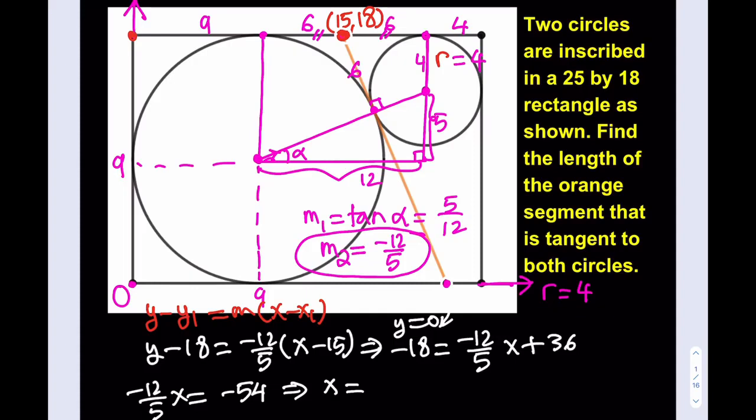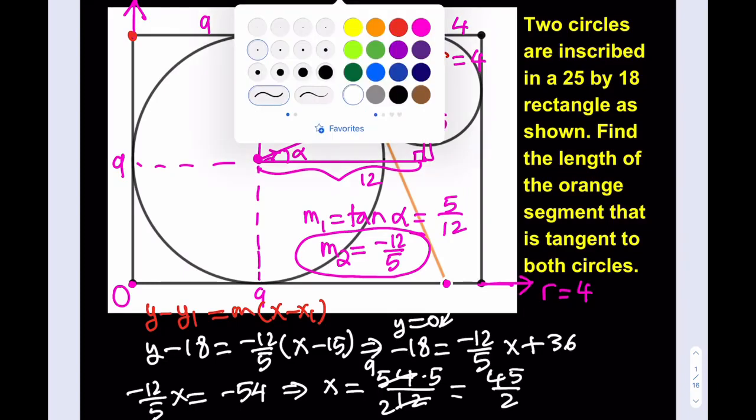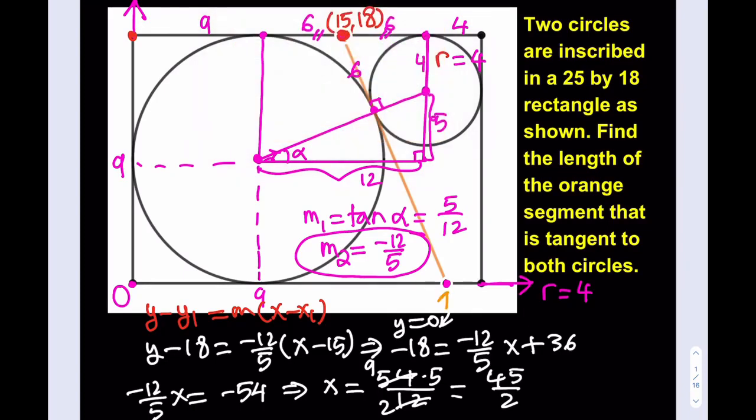Okay, let me go ahead and write it down first, and then I'll simplify in the next step. So it's going to look like this. And then divide by 6, this is going to be a 9, right? And divide by 6, this is going to be a 2. So it's going to be 45 over 2. So the x-coordinate here is basically what I'm talking about, is this one. The x-coordinate of this point is going to be 45 halves.